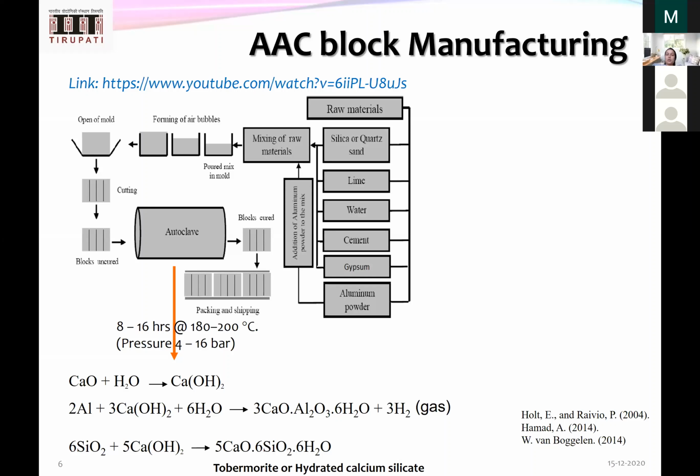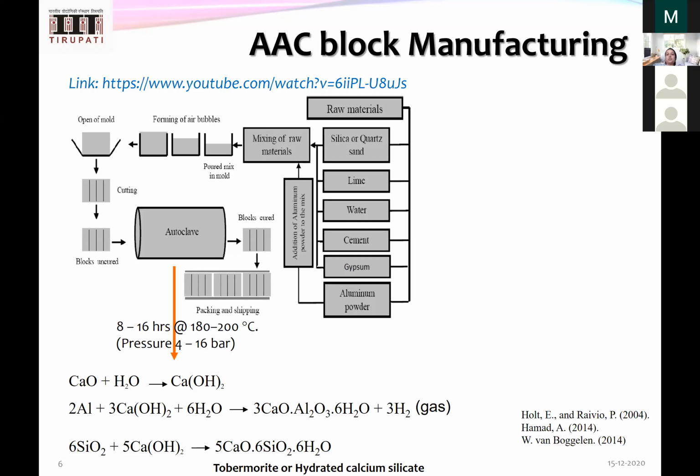So the entire process involves, I could say, three or four steps: mixing of material, adding of aluminium, then the pre-curing stage, cutting and autoclave, and the end product. Here, the main difference between any concrete block and AAC blocks is the addition of aluminium. Aluminium is the material which creates the gas in the system, which eventually creates pores in the material. That process has been explained in a flowchart manner here.